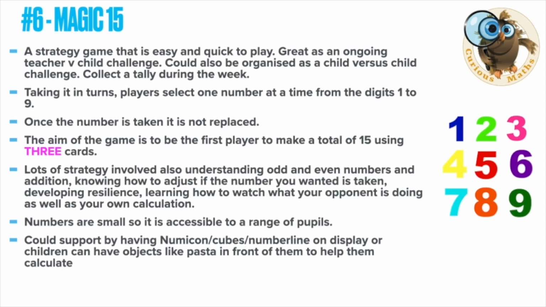Game 6, Magic 15. This is a fantastic strategy game and children don't really ever seem to get fed up of it. So good as a teacher v child challenge or child v child challenge, however you want to do it. So the idea of the game is that you have 9 digits and you take it in turns to select one number at a time from those digits. And when you take a number away, it is not replaced. The aim of the game is to be the first player to make a total of 15 using 3 cards.